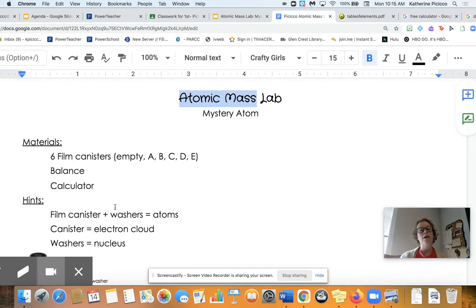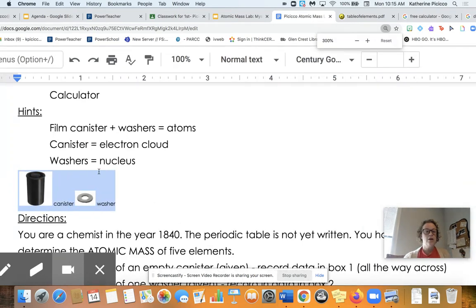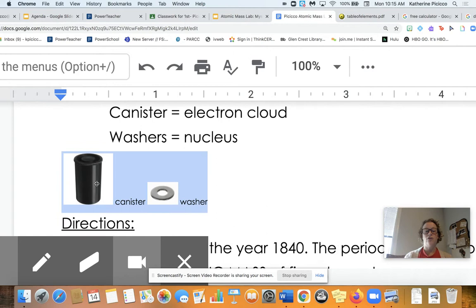Okay, so what we're going to use is some fake data. Unfortunately, we can't be in the lab together, but if we were at school, we'd be using these 2 things right here. And let me make it a little bit bigger. One is called a film canister. It's this black little container. You might have seen it before.